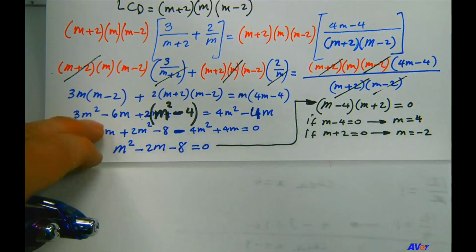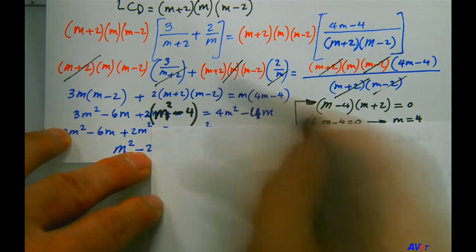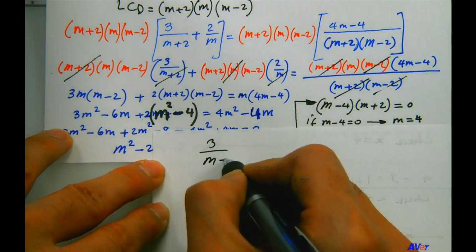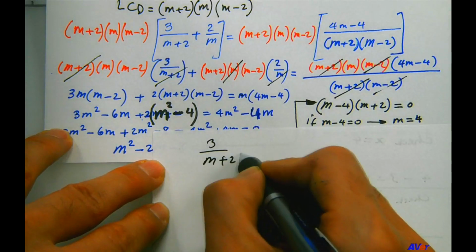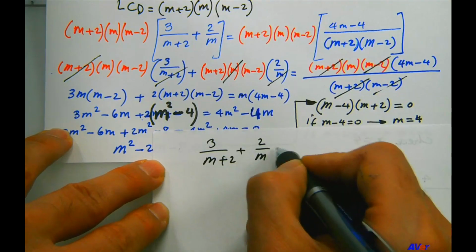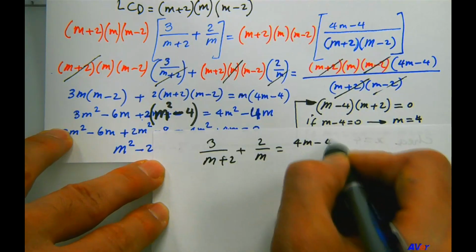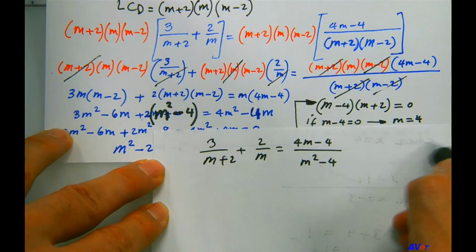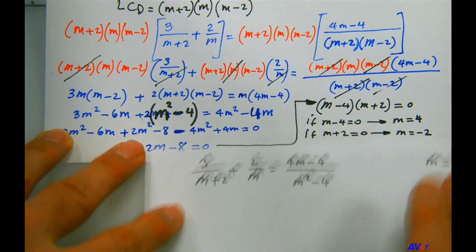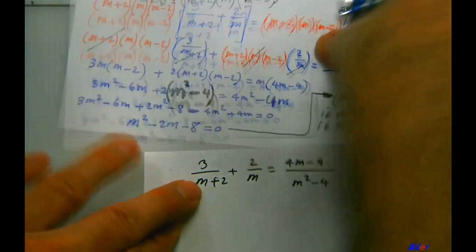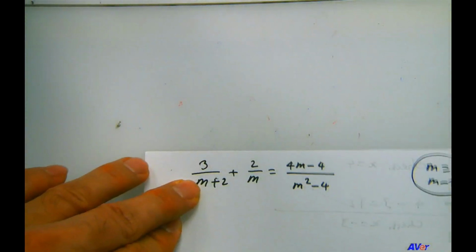So let me write this down, and then I'll cover this, but let me write down the original equation. We had 3 over m plus 2. It's off the screen, that's why I'm writing it here so you can see it. 2 over m equals 4m minus 4 over m squared minus 4. And we're checking m equals 4 and m equals negative 2. Right? These are the two ones that we're checking in this. So let me take that away for a second so the screen is not so crowded.